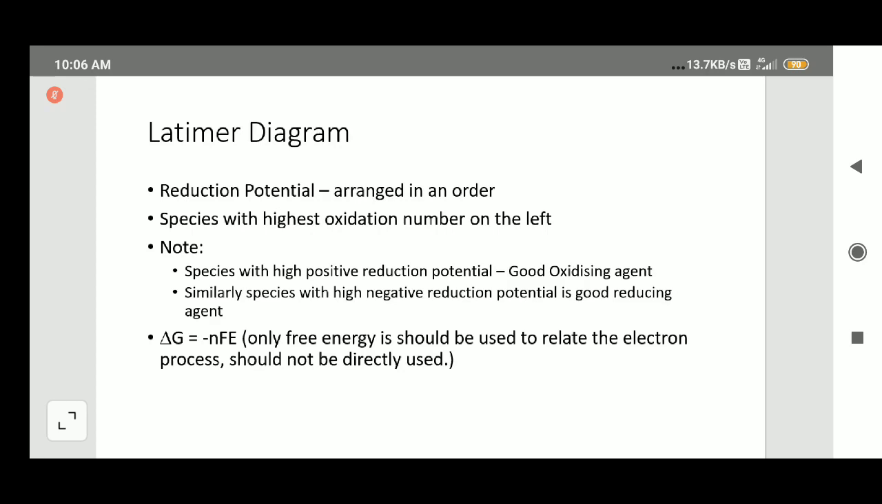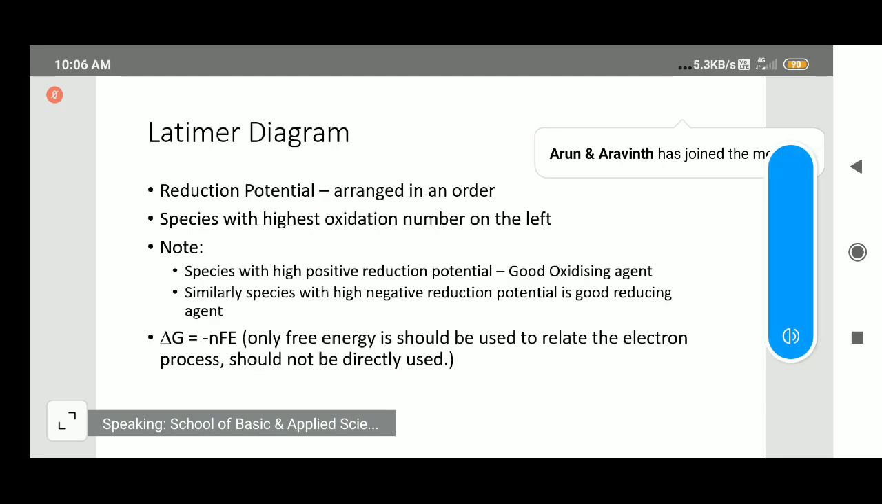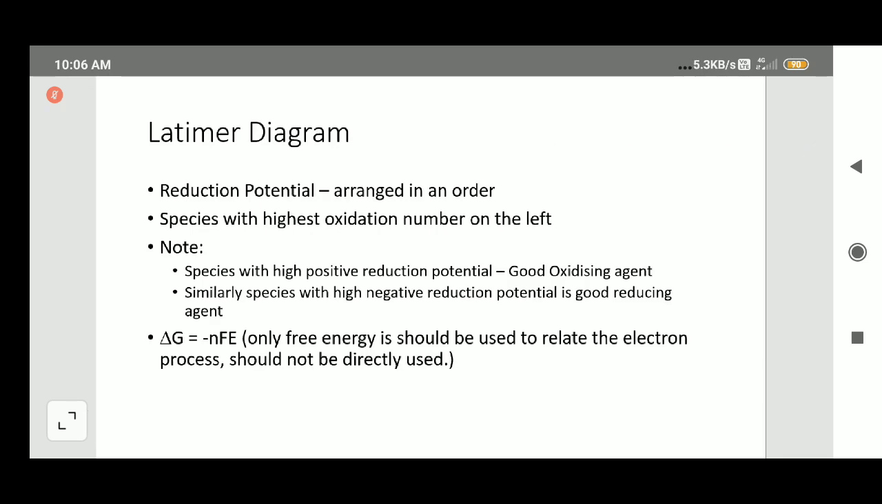Given the reduction potentials, first thing you should do is you should always write the highest oxidation state on the left-hand side and the lowest oxidation state on the right extreme. Okay, so you have to write this. Important point to note is the species with highest positive reduction potential, so you have some plus 5, plus 3 which is on the left-hand side, it is a good oxidizing agent, and the reverse. The negative reduction potential is a very good reducing agent.